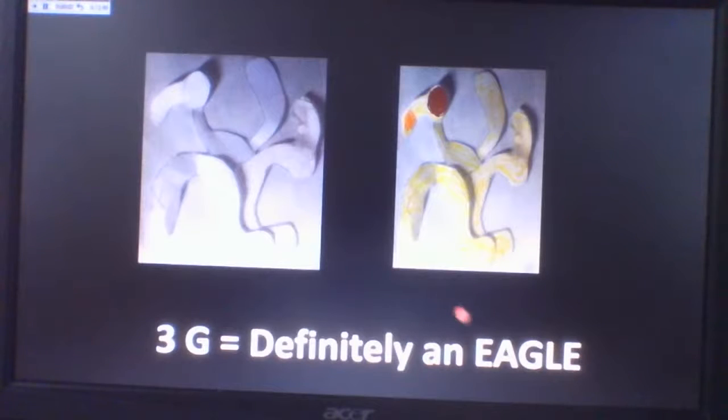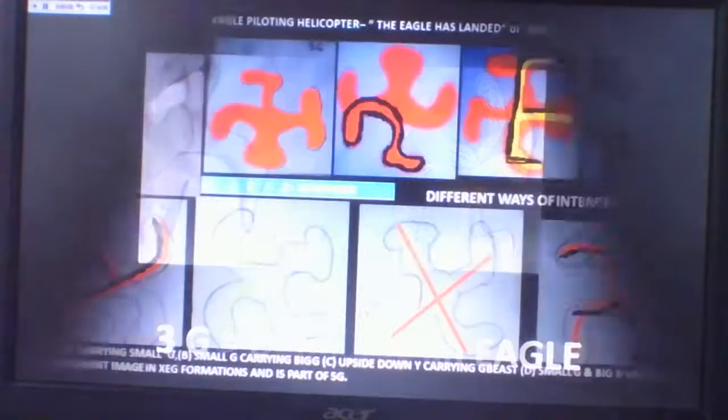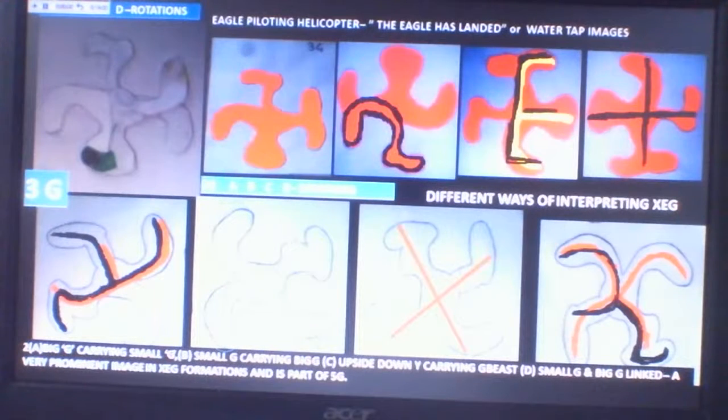Now, these are the other formations I did. 3G, this is definitely an eagle, and I've shown you how I put the G's together. It cannot be interpreted otherwise. Now, the next one, using 3G as well. The only thing I can think of is an eagle piloting a helicopter. It makes me think of the eagle has landed, USA.